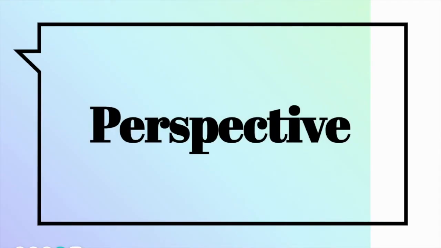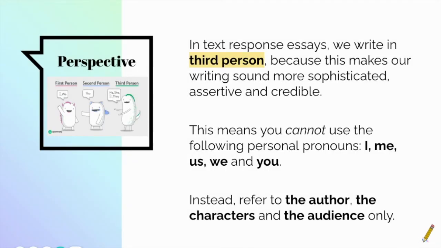Alright, the third and final convention that we're going to look at today is perspective. Now, text response essays are written in third person because this makes our writing sound a little bit more sophisticated, assertive, and credible. This means you cannot, and I repeat, cannot use the following personal pronouns: I, me, us, we, or you. In other words, in your text response essays, you cannot use first or second person pronouns unless you are quoting from the book itself. We'll talk about quoting in tomorrow's lesson. Now, instead of using first and second person pronouns, you would refer to the author, the characters, and the audience only.